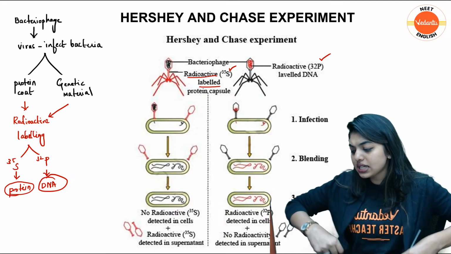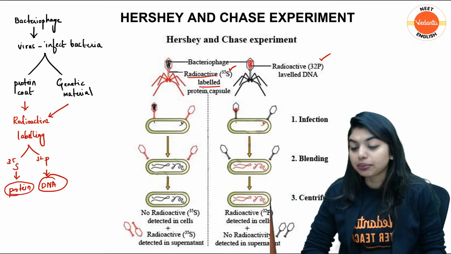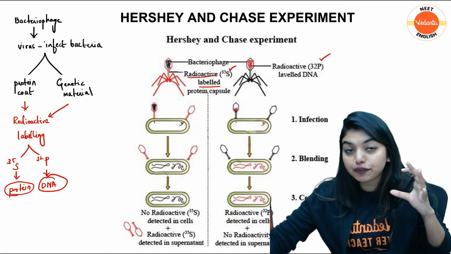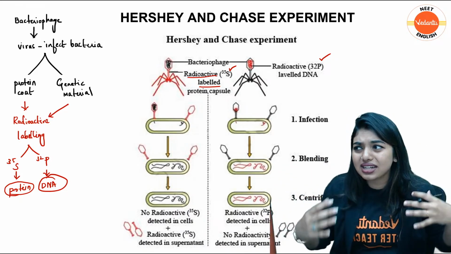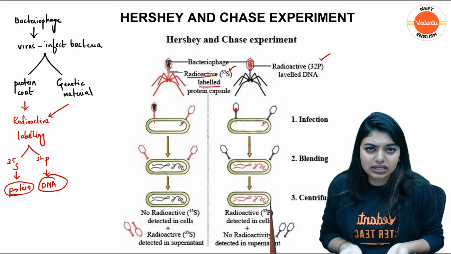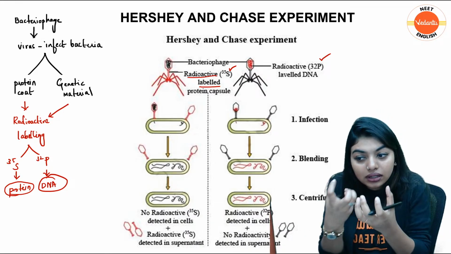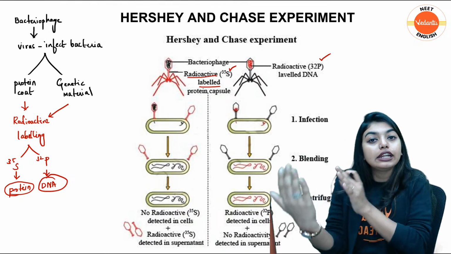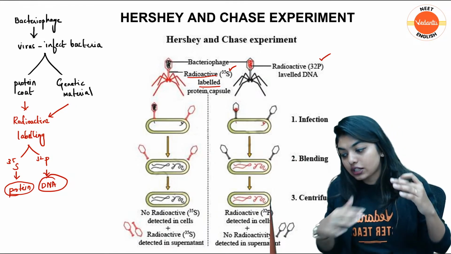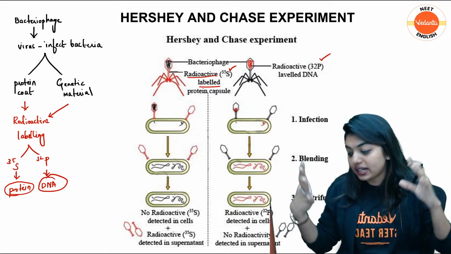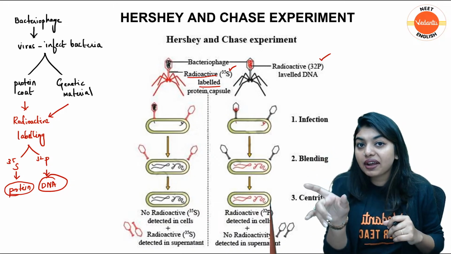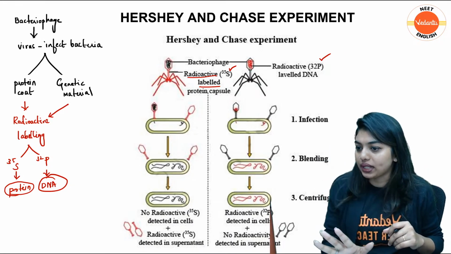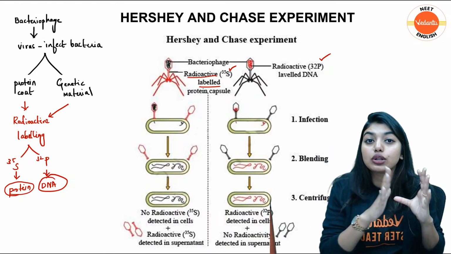The main confusion was, is it protein or DNA? Because they already knew about RNA. RNA is the initial genetic material, the one that helped DNA to be the genetic material, so it is always considered the first genetic material. So S35 is present only in proteins, and P32 is only present in DNA.